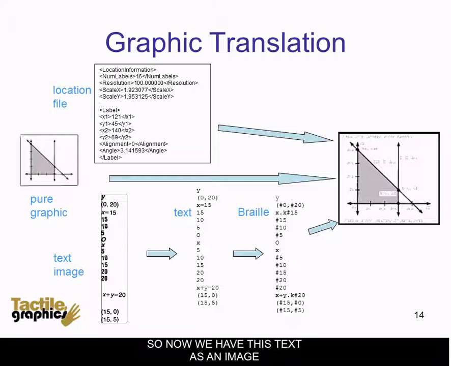So now we have this text as an image, we can do optical character recognition and get out text as text, and then do Braille conversion to get Braille. And I noticed that the Braille didn't come out looking like Braille here. That's the ASCII codes for the Braille there. It turns out that Julie's computer didn't have the Braille fonts when she loaded that onto her computer. I didn't even check that, but I should have.